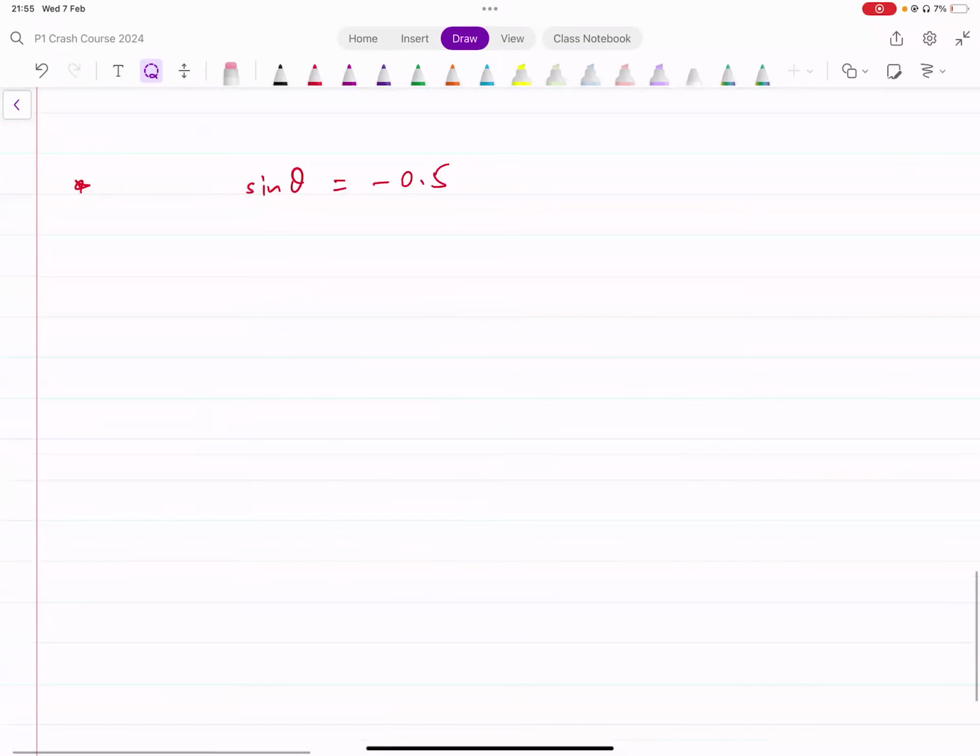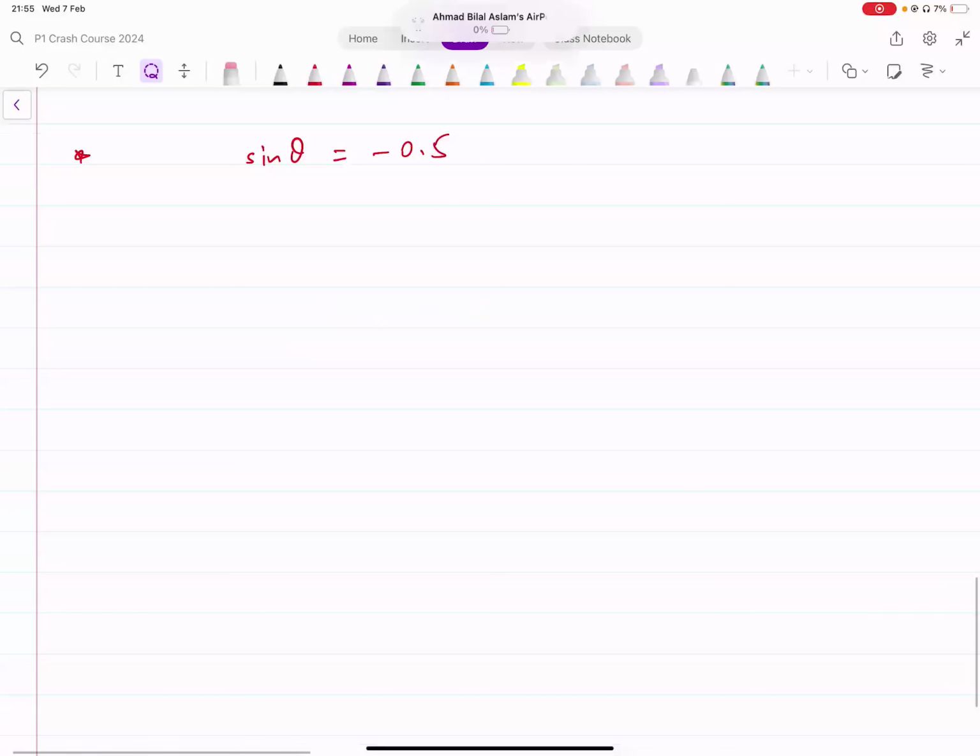So all of that was to be able to solve equations that equal minus 0.5. Now, the way you used to do it in the O-levels was, you would just take sine inverse, right?